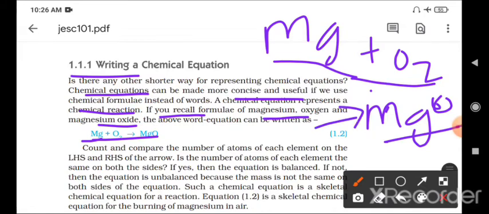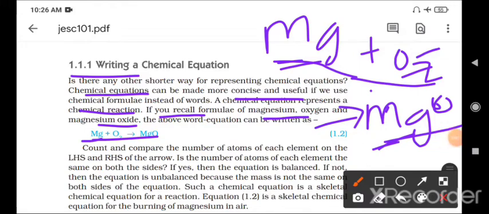So count the number of elements. Here magnesium is 1. There is no number, which means it is always 1. Here oxygen is 2, because the 2 is written below the oxygen. So here oxygen is 1 and magnesium is also 1. Is the number of atoms of each element the same on both sides? Here magnesium is 1, there magnesium is 1, but here oxygen is 2, while there oxygen is only 1.